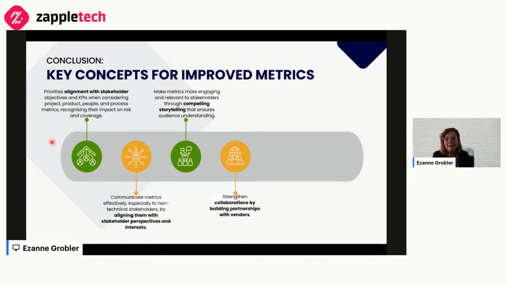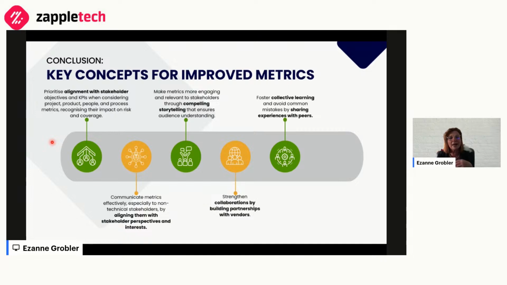Then a very important one for us was to collaborate with your different partners and vendors. Don't make them your enemy. Don't go to that years-old history of the wall that was between testing and development. Break down that wall, build collaboration, build alliances amongst them, and then foster collective learning.